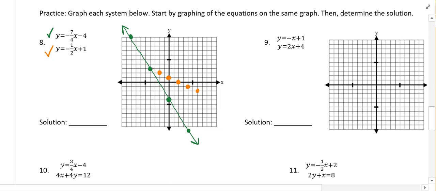So I'm going to keep going up and to the left, and I can see right there I had a green point and I have an orange point there. So that point right here is where my two lines are going to intersect. So that is my solution.